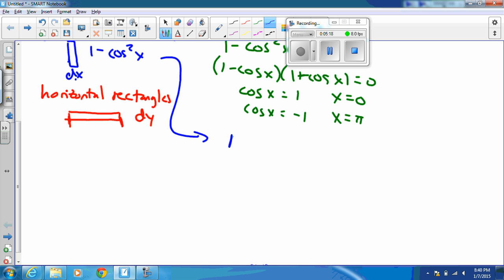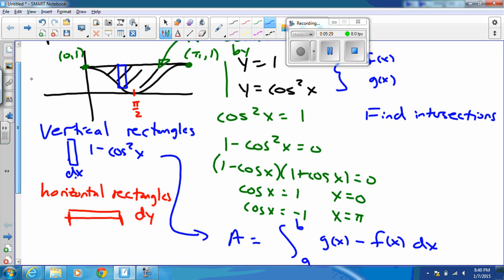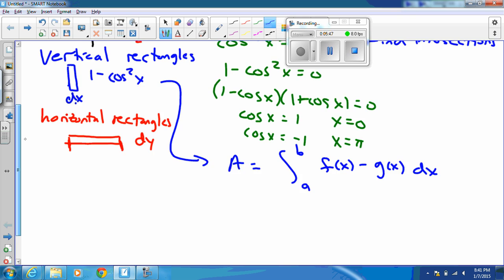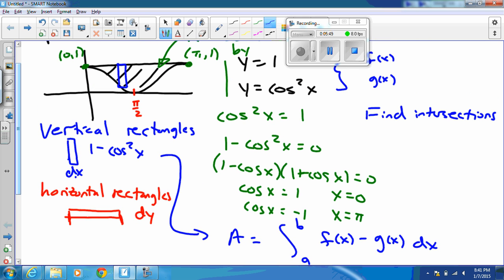If I'm working with vertical rectangles, then the area is going to be the integral from the first x to the last x of top curve minus bottom curve dx. Notice that in my particular case, since I labeled 1 as the top curve, and as f of x, I need to make that top minus bottom. Well, this is fairly simple and straightforward then.